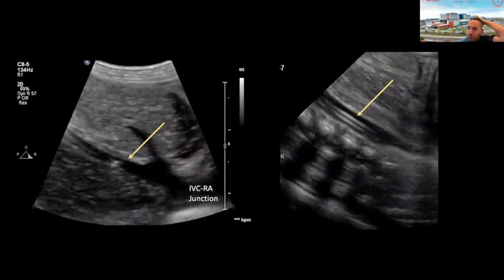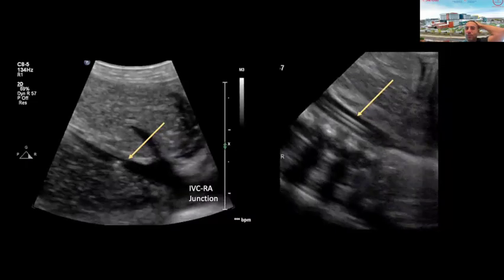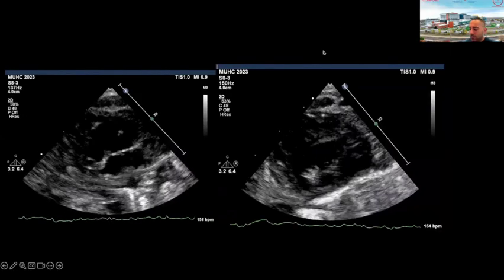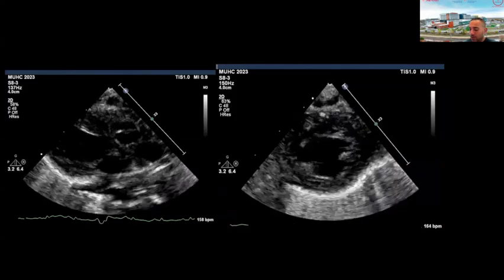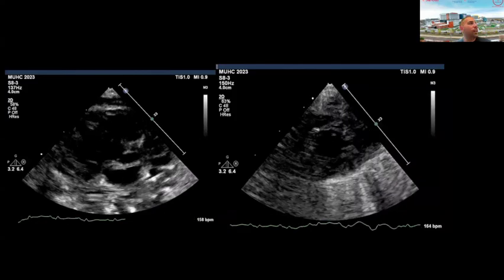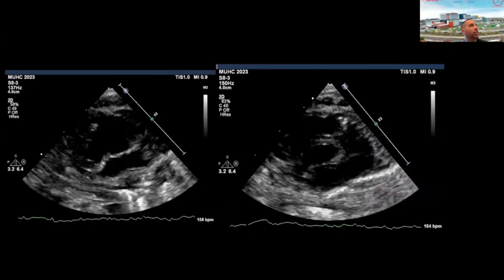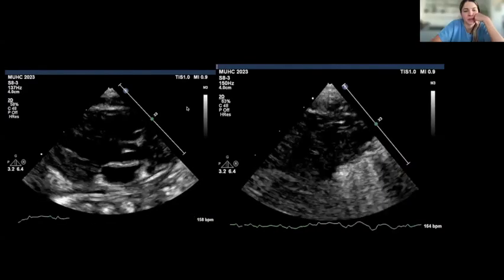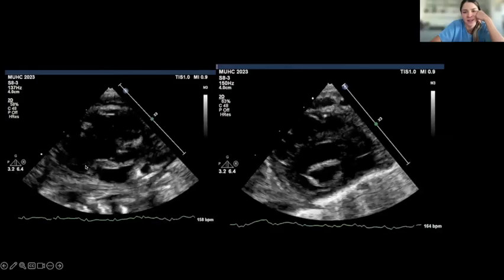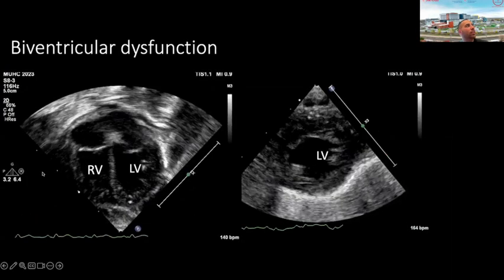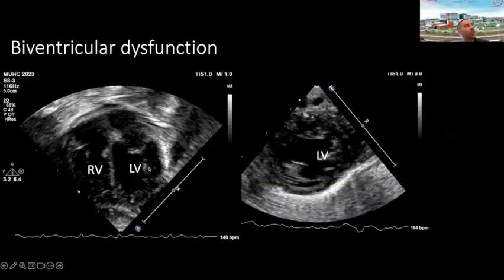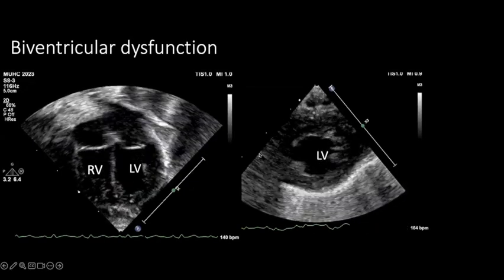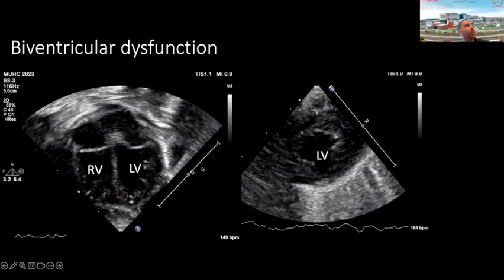Okay, so you start your echo, you see your UA, you see your UV. Okay, so what do you see on this echo? Not perfect contraction. What is this? Okay, let me bring you here. You have depressed ventricular function, yeah. Severely depressed ventricular function.